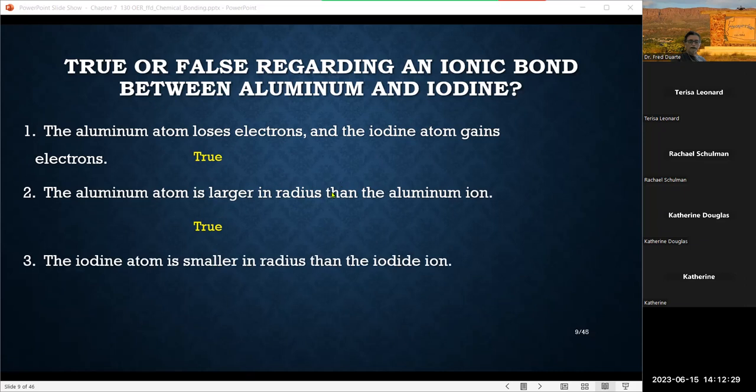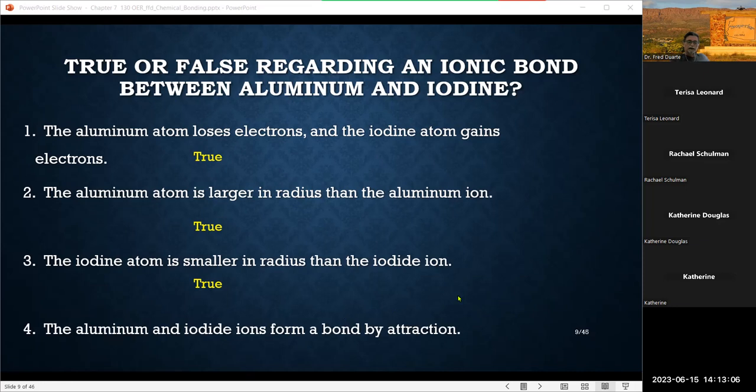All right, the iodine atom is smaller in radius than the iodide ion. That's a true statement. There you go, Erica. Okay, because the opposite for the anion, because the anion picks up electrons, and now you have a lot more repulsion because of the extra electrons in there. Got a little more crowded in there, so the radius gets a little bit bigger.